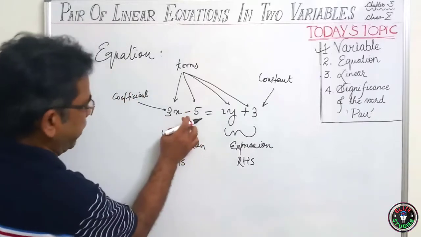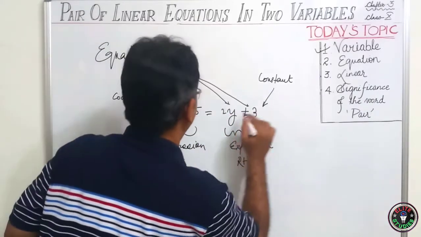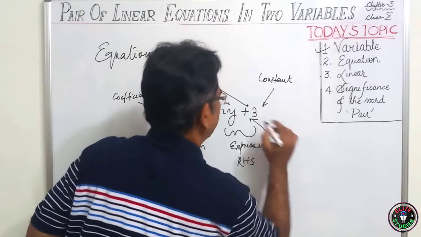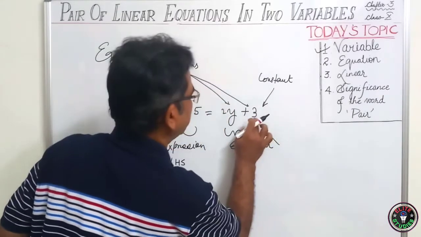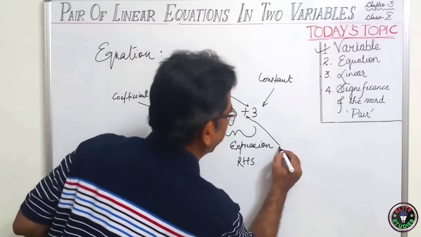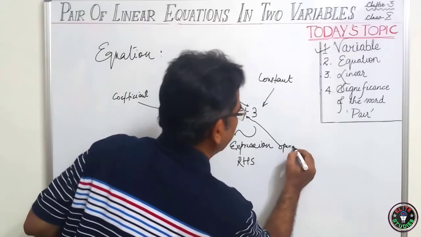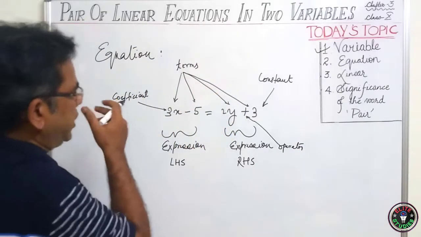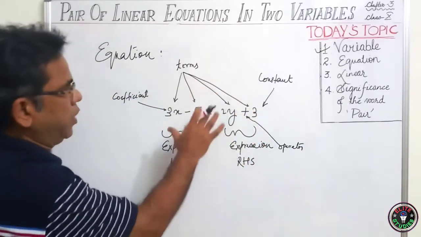Here, what about this minus and plus? These are nothing but simply operators, mathematical operators. This is the operator. So, this is all about the anatomy of an equation.